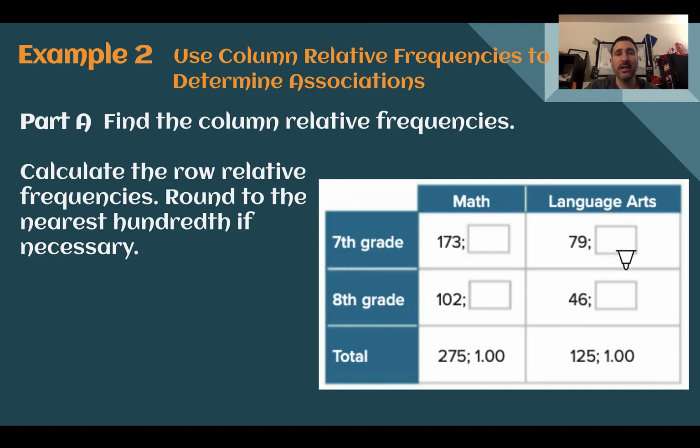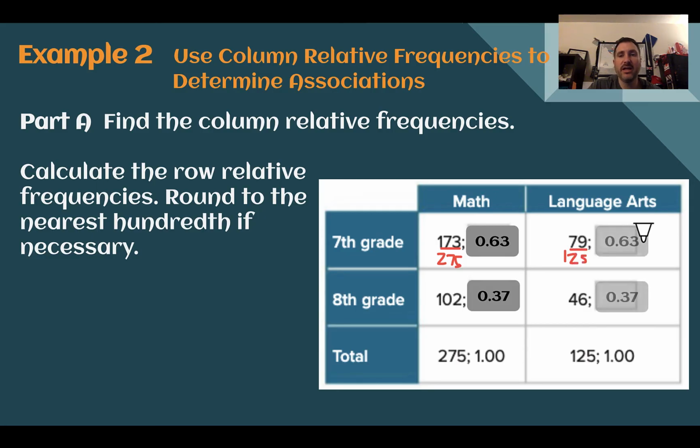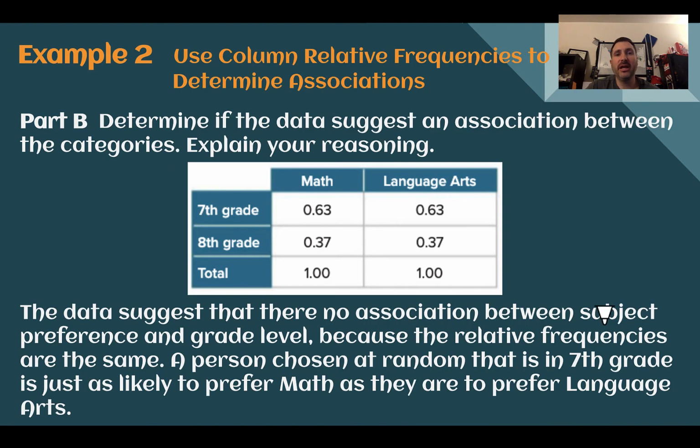Again, as we've been doing, let's calculate our relative frequencies. So 173 out of 275 calculates out to 0.63, 102 out of 275, 0.37. 79 out of 125 and 46 out of 125 give us 0.63 and 0.37. Now let's determine if there's an association between the categories.